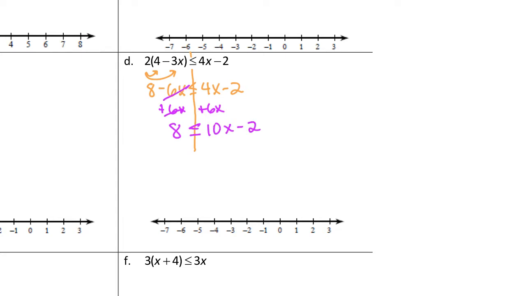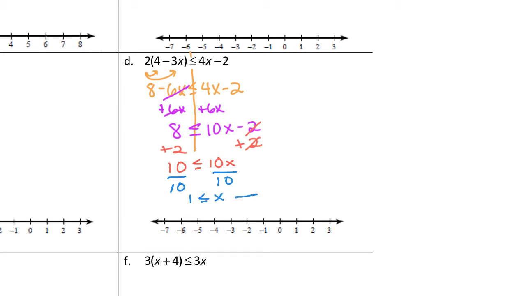And re-inspecting, I want to get the x by itself. I'm going to add 2 to both sides and then divide by the 10. Adding the 2, I get 10 is less than or equal to 10x. And dividing by 10, that will give me 1 is less than or equal to x.